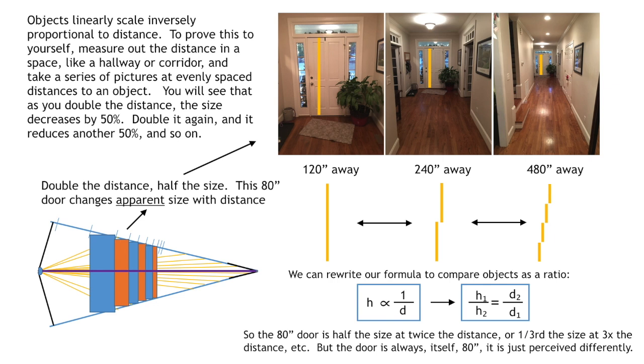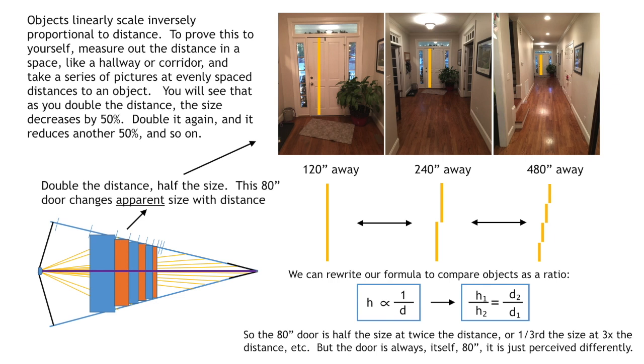So objects linearly scale inversely proportional to the distance. So to prove this to yourself, measure out the distance in a space like a hallway or a corridor, and take a series of pictures at evenly spaced distances to an object, and you will see that as you double the distance, the size decreases by 50%, double it again, and it reduces another 50%, and so on. So you can do this with a hallway and a door, which is what I did here. Again, double the distance, half the size.